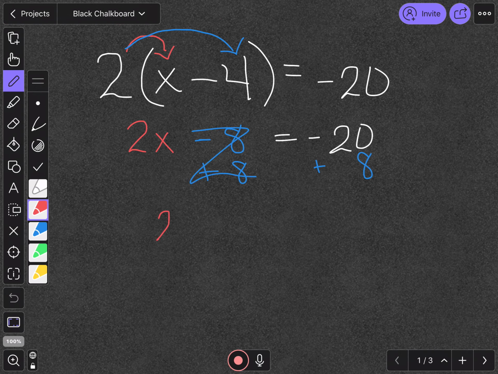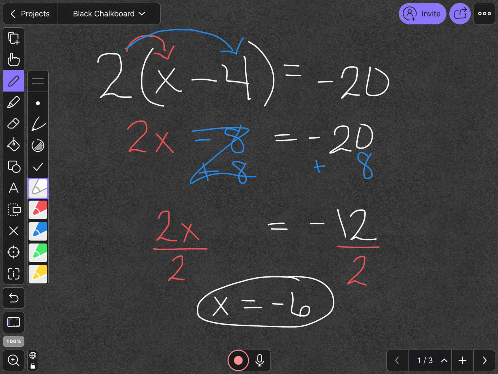I'm left with 2x is equal to negative 12. Now I have 2x. 2x is multiplication. To undo multiplication, I need to divide. Divide by 2, divide by 2. x equals negative 6. I can check my answer by substituting that negative 6 into my original equation.